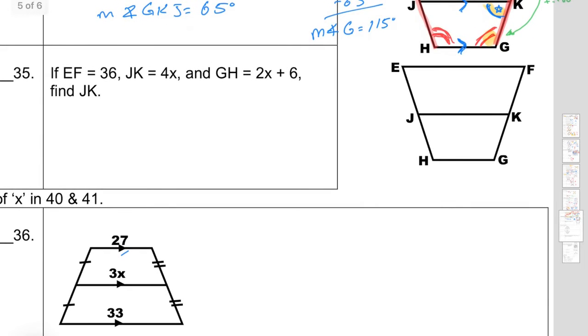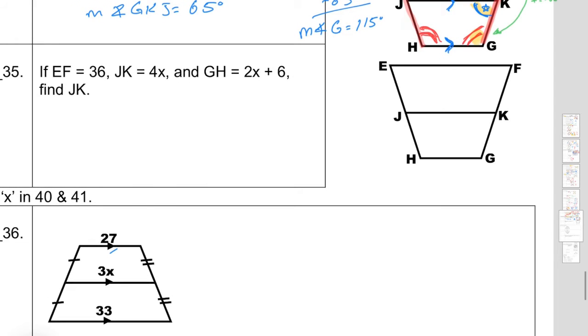Looking at question 35. So I'm going to go ahead and label the diagram with whatever information they're giving me. They're telling me that EF, so this base up here, is 36. JK is 4x, so the median is 4x. And GH, which is the base down at the bottom, is equal to 2x plus 6. And they want us to find JK.